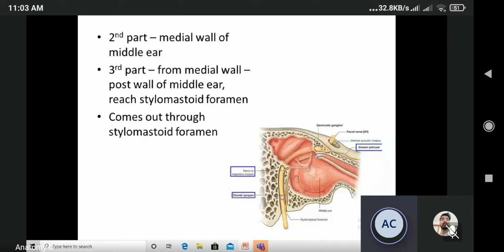The other nerve is the chorda tympani nerve. Now this is the chorda tympani nerve. So after giving the two branches here, it comes out through the stylomastoid foramen. All of you have seen the stylomastoid foramen in the skull, through which the facial nerve comes out of the cranial cavity. Now this is the stylomastoid foramen.